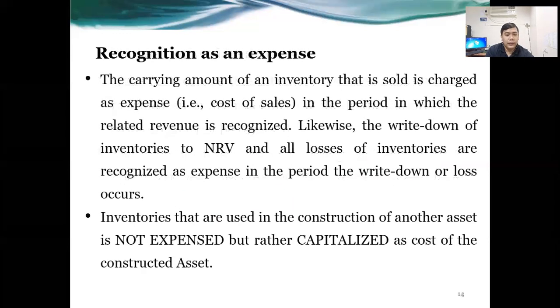Okay? Now, recognition as expense. When kita ma-recognize expense sa inventory, the current amount of inventory that is sold, nabaligya siya, okay, is charged as expense. Okay? The period in which the related revenue is recognized. Likewise, the write-down of inventories to NRV and all losses of inventories are recognized as expense kung saan o kita nag-recognize ang write-down. Okay? So, inventories that are used in the construction, okay, I will give a specific example like the Amadulim. Ang Amadulim, nagpatindog building.